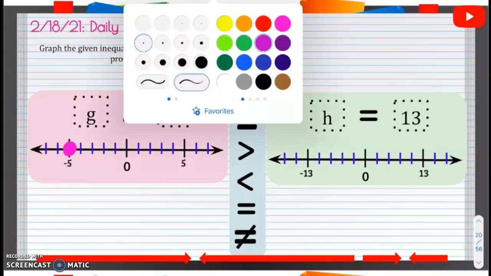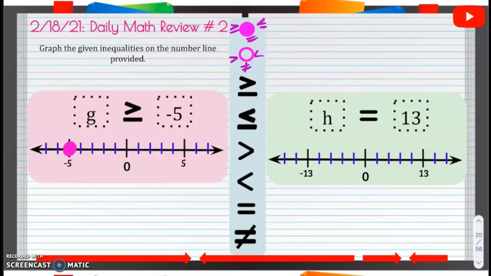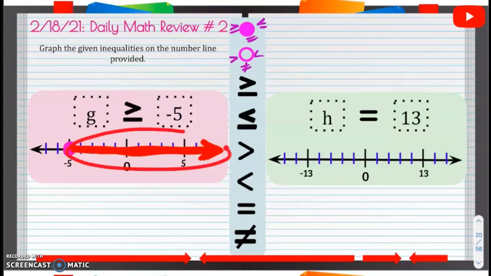Alright, so we are going to shade it. Let's take a look here. G is going to be any number greater than or bigger than -5. So it can be 0, it can be 5. All of those numbers are to the right of that point. So we are going to shade the line on the right. So we shade the line here. We're going to take this one and just drag it up here. All right, let's take a look at the next one.